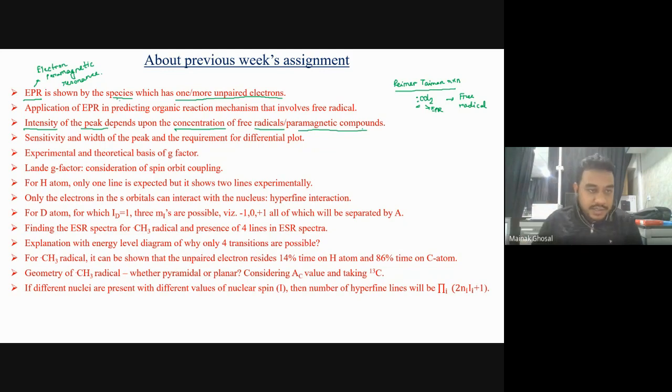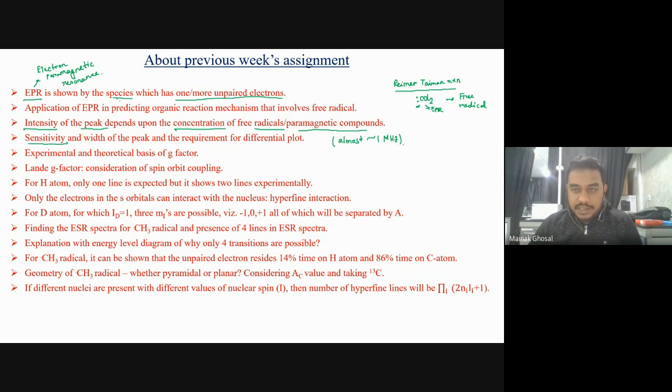And also there was a discussion on sensitivity and width of the peak and the requirement for a differential plot. It was shown that the sensitivity is almost 10 to the power minus 13 mole for free radical. And the width was shown to be almost equal to 1 megahertz. So you can just think of how broad the spectrum could be.